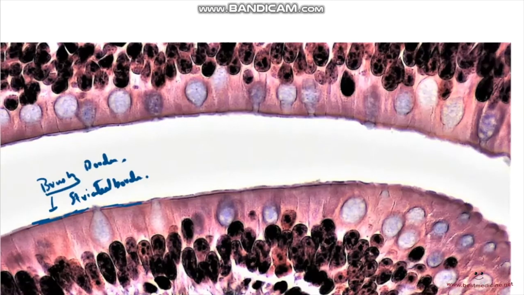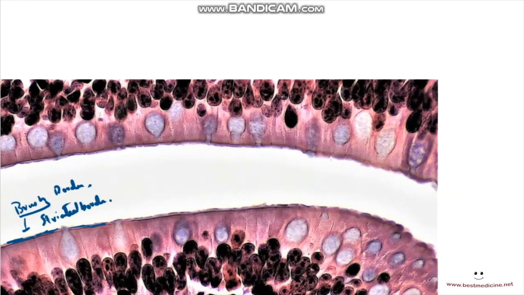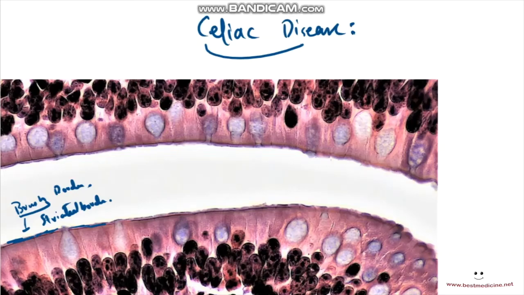Now, there's a clinical correlate to this, and that clinical correlate is called celiac disease. I think some of you guys might have an idea what celiac disease is or what it relates to. It's actually a disease which results from gluten sensitivity.